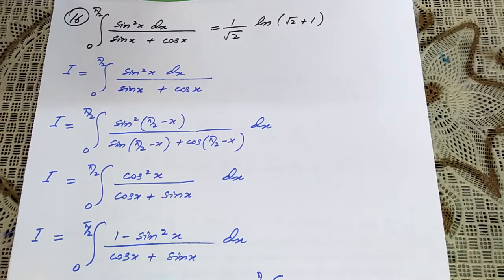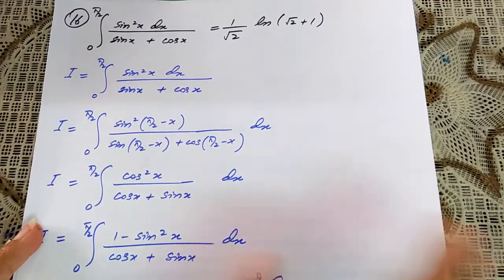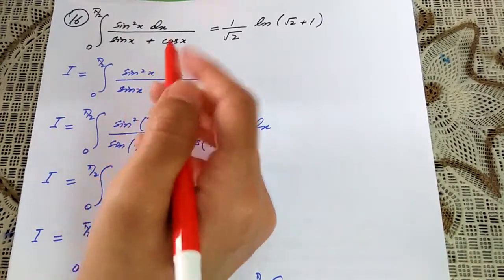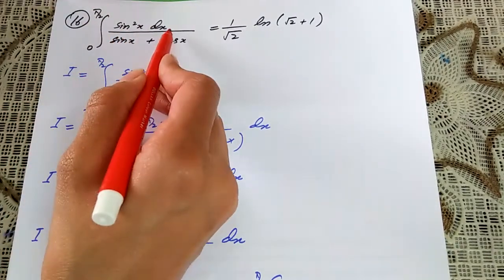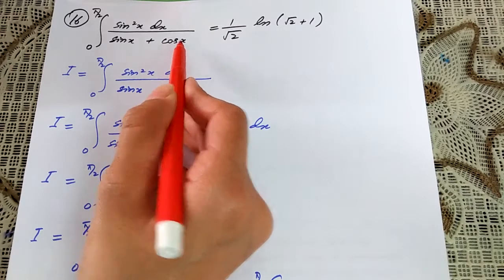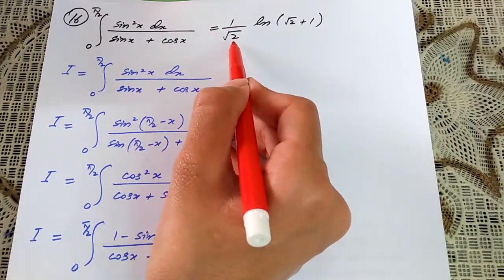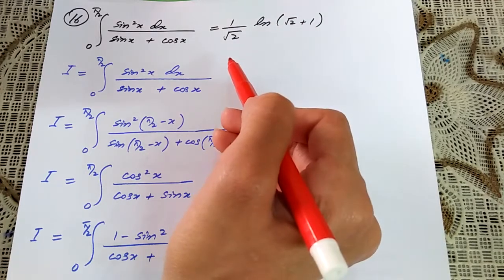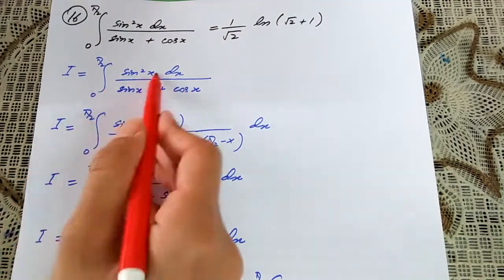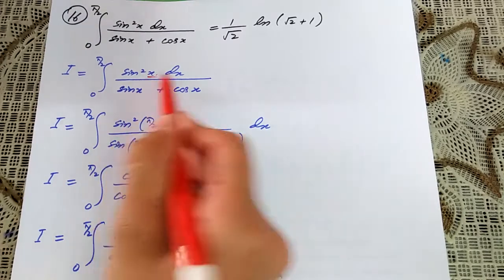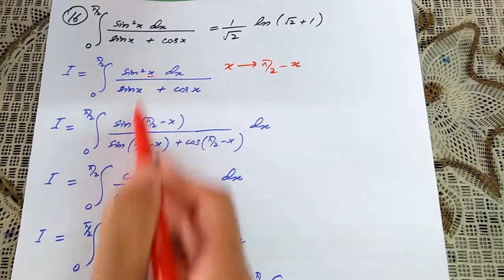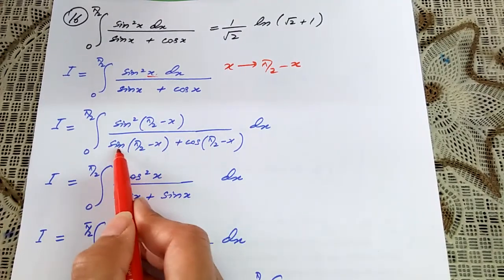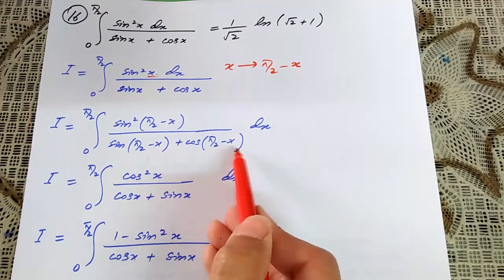Now question number 16 is the lengthy one here, and I think this will be difficult for you as well, but let's see how we are going to solve it. Question number 16, integrate from 0 to pi by 2 sine square of x dx over sine of x plus cos of x. You need to prove that it is equal to 1 over under root 2 ln under root 2 plus 1. Let this left hand side equal I. Replace your x with upper limit minus x. So it will be sine square pi by 2 minus x over sine pi by 2 minus x plus cos pi by 2 minus x.